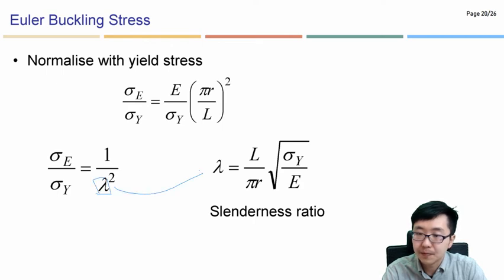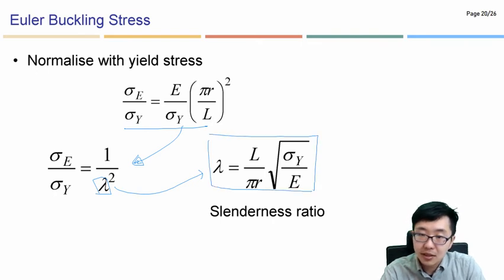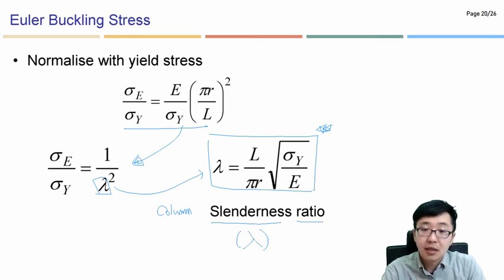Lambda. From here to here, please have a look by introducing this column slenderness ratio, that is lambda here. I would like to suggest you to remember this equation.